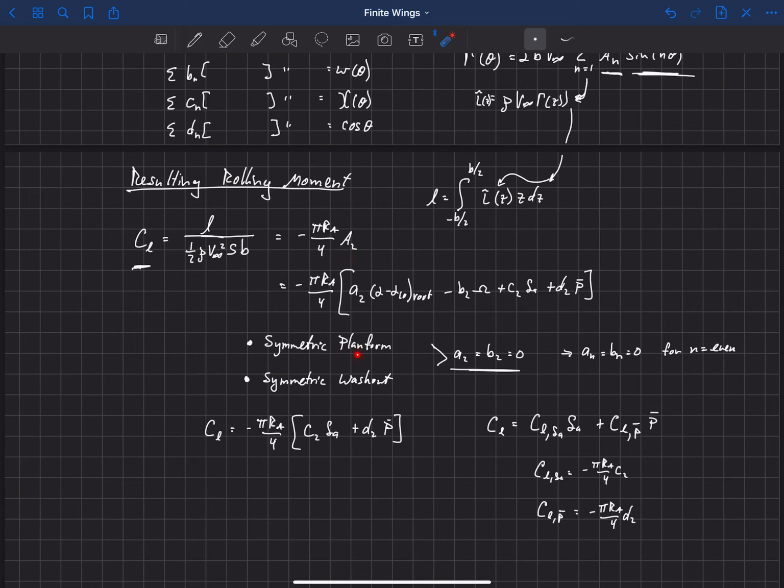And if we assume that we're working with a symmetric planform and symmetric washout, which most of the time we are, then those terms drop out, and we're left with just C2 and D2 that affect the rolling moment. And those are related to the design of our aileron. C2 is related to the design of our aileron from this equation up here. Remember, that's from our aileron distribution, and D2 is related to just this linear change in angle of attack as we go out for rolling rate.